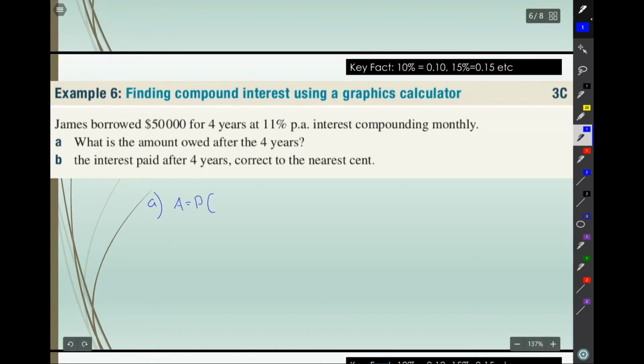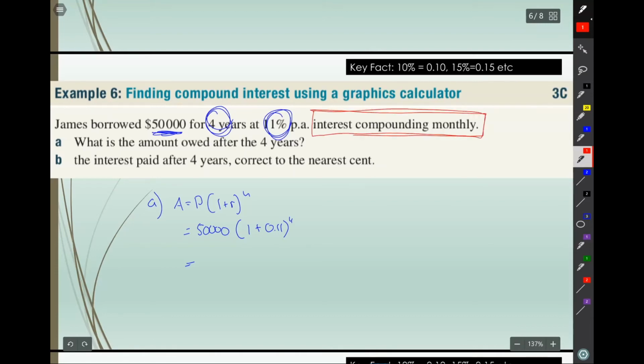Start by writing down the formula. Put in the numbers from the question. 50,000 right there. 1 plus 11% right there. And then the little number up here is 4, because we're talking about 4 years. That goes into our calculator. Oh, I've missed something here, guys. I've missed a key point. There's a key difference in this question. The interest is compounding monthly.